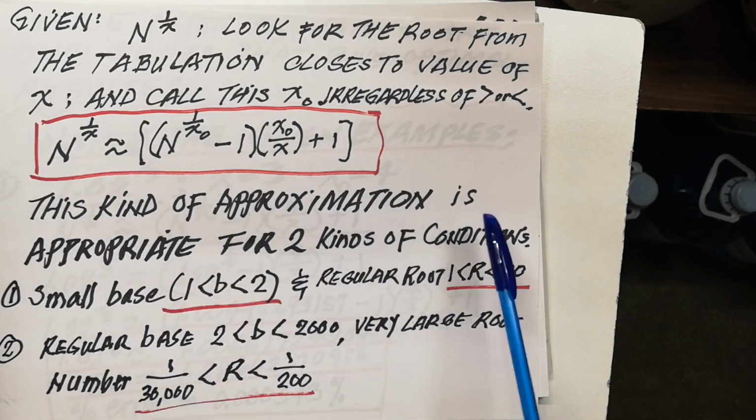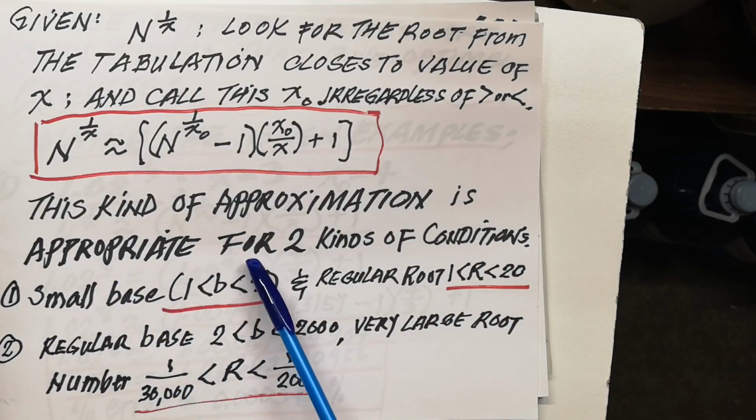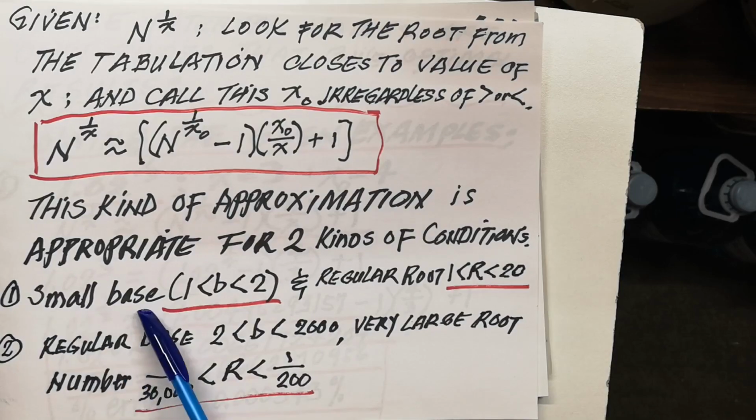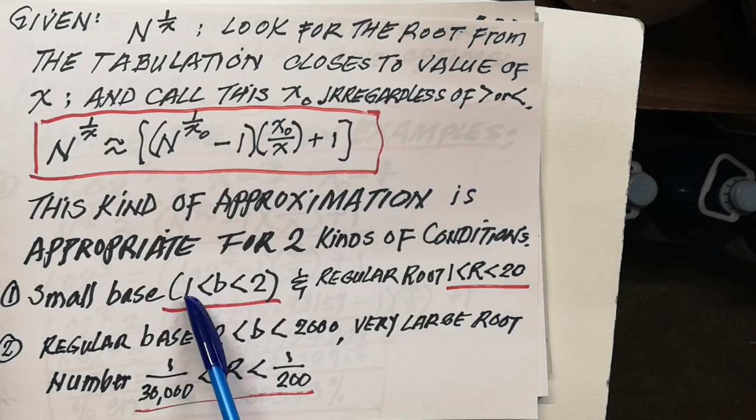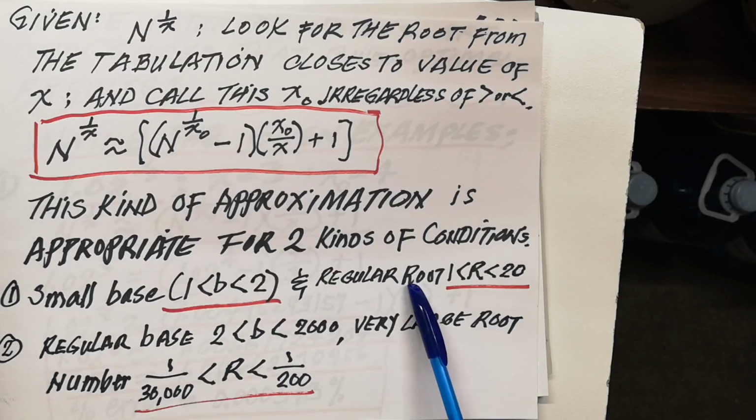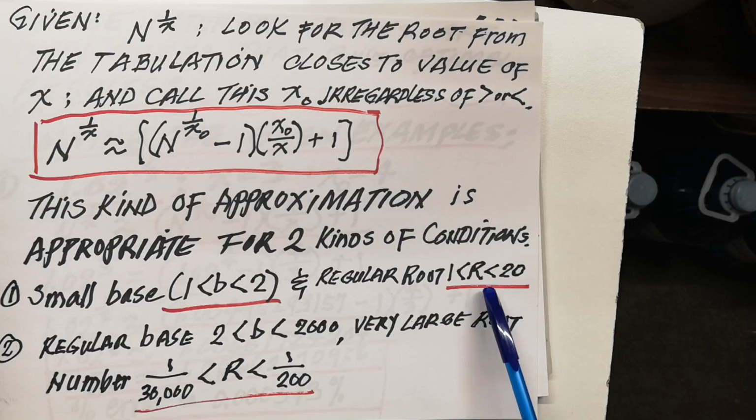This kind of approximation is appropriate for two kinds of conditions. Number one, a small base, where the base is between 1 and 2, and a regular root, in which the root is between 1 and 20.